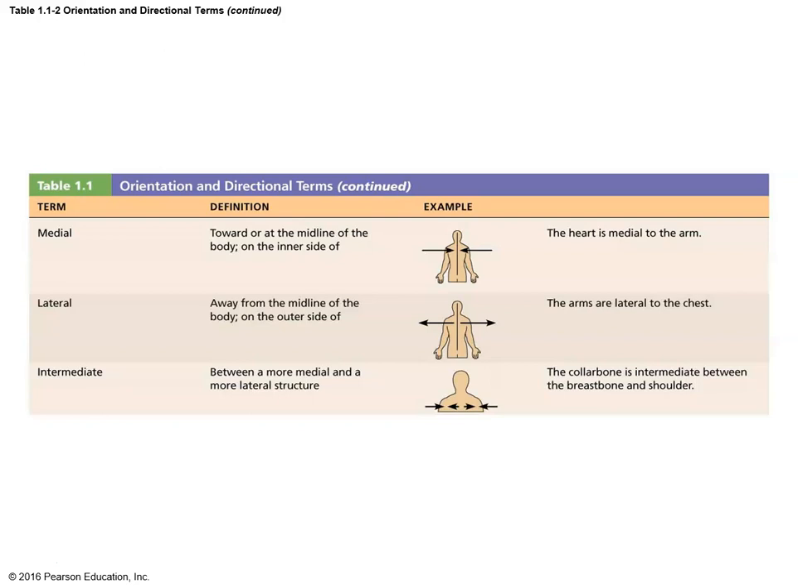Intermediate here is when we have three different things in comparison. All the others so far have only had two things being compared, the first compared to the second, but with intermediate we have three. So the example is the collarbone is intermediate to the breastbone and the shoulder. That means it's in between the breastbone and the shoulder. So if we're talking about something in between two other things, intermediate becomes the appropriate term.